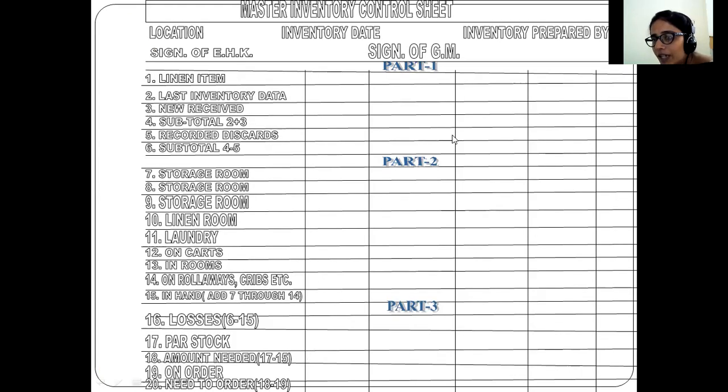So we have to write proper data in the inventory. Whatever we have with us and whatever needs to be ordered, we can identify in the inventory, right? And how many things we have to discard, dirty linen or damaged linen, we have to discard that linen also. So the inventory has to be prepared in a proper manner.